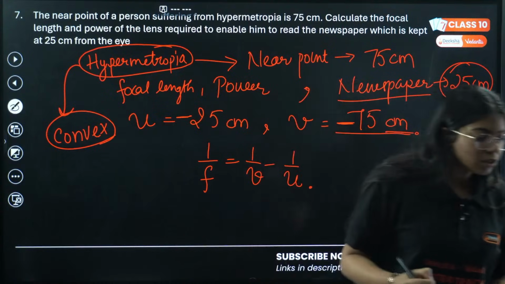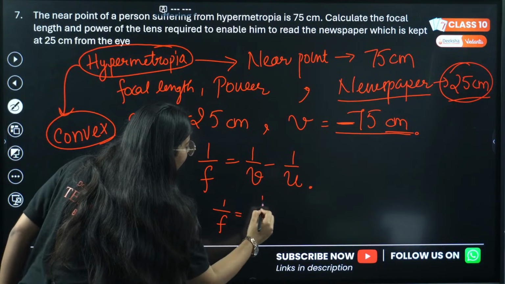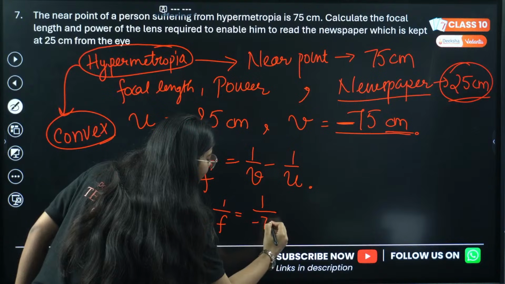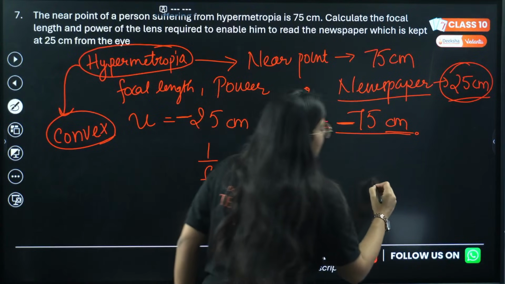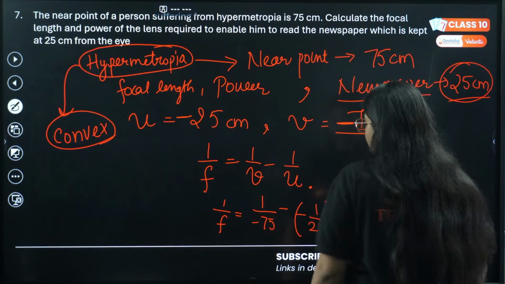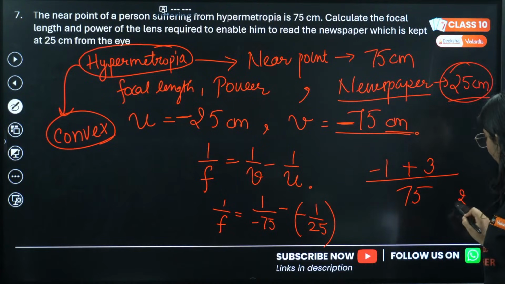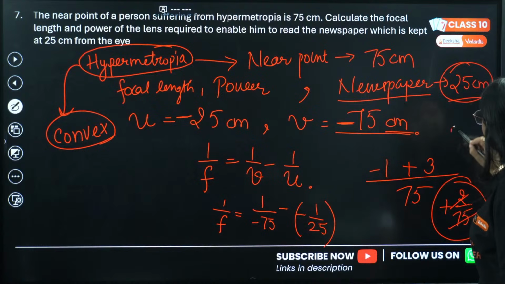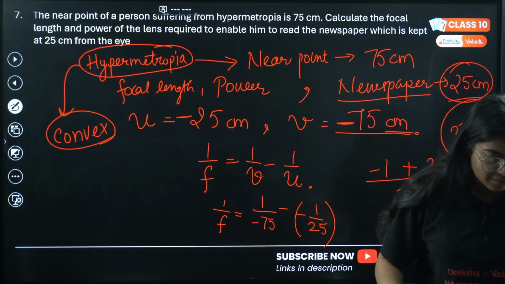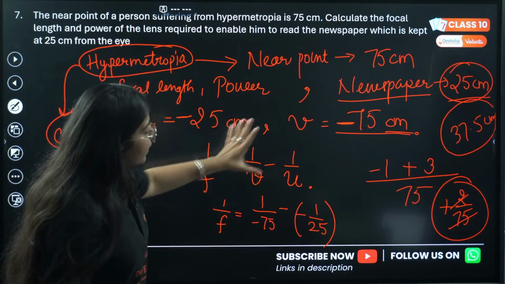Now we can just calculate the focal length. Correct? So focal length will be 1 by V, which is minus 1 by 75, minus 1 by U, which is minus 1 by 25. If you take the LCM, you can take just 75 as the LCM and this will be minus 1 plus 3, that will be 2 by 75. Correct? This is positive, and this will be, yes, 37.5 centimeter. Somebody gave the answer as 37.5, right? Aryan, you were correct. Okay, now did you understand that?